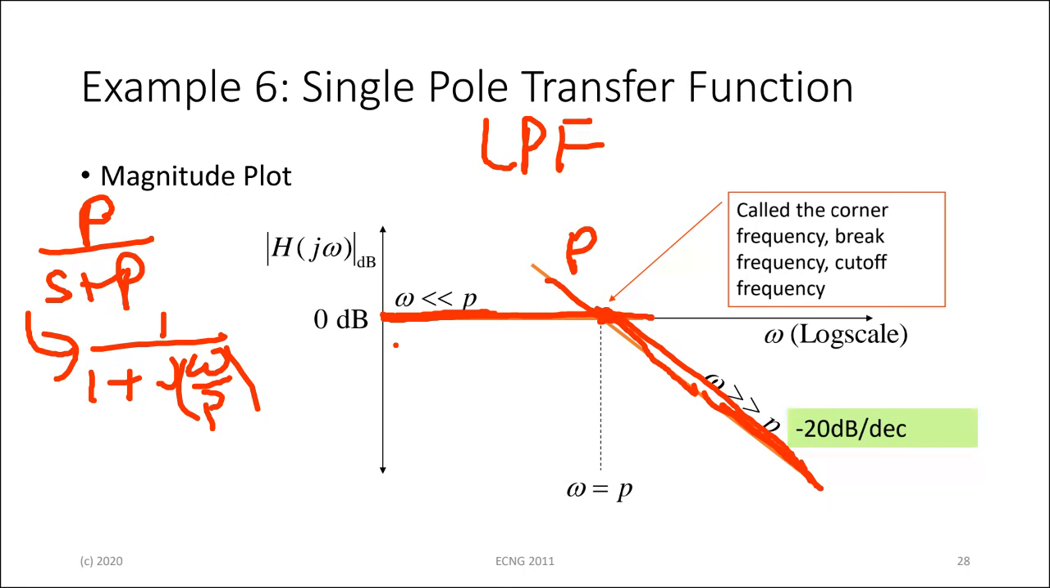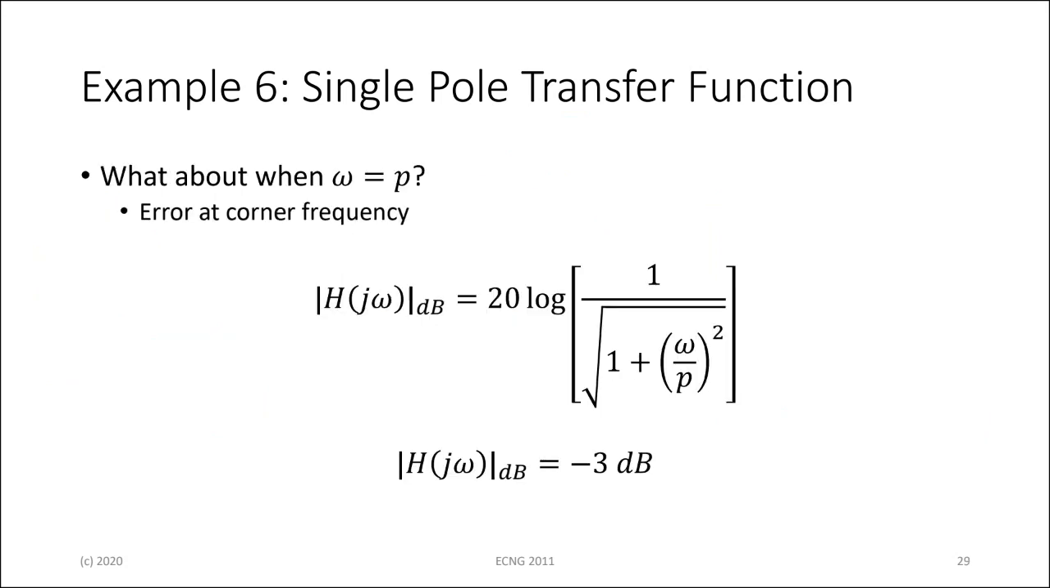Right, and let's look a little bit at what happens at this point here. Right at the point where our straight lines meet, we are drawing it like this, so that's our approximation here. But let's see what happens at omega equal to P. At the point where omega is equal to P, the actual value of the transfer function is this.